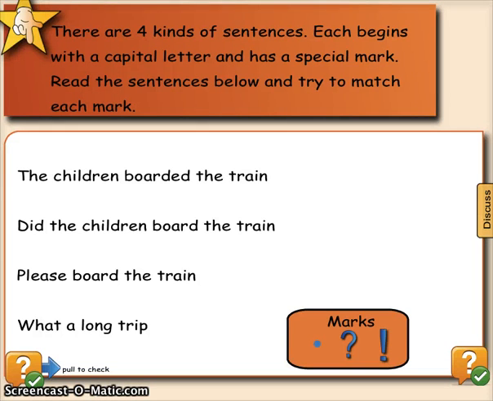Boys and girls, today we're going to learn about 4 kinds of sentences. Each type of sentence has its own purpose. Look at the sentences below. The first sentence says, "The children boarded the train." This sentence is telling me something. It's telling me that the children got on the train. I'm going to end it in a period.